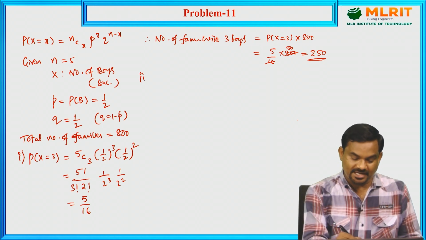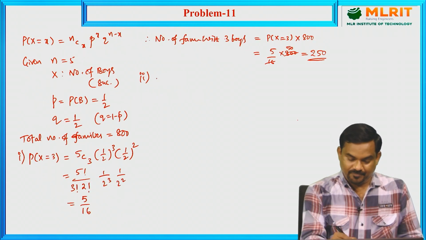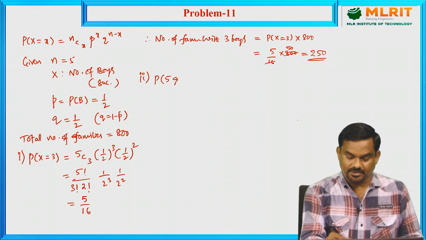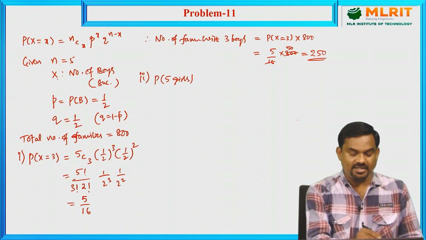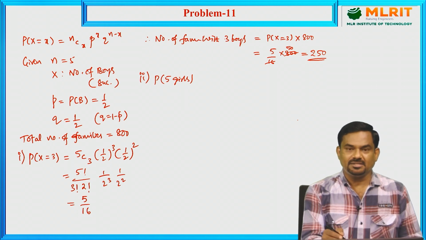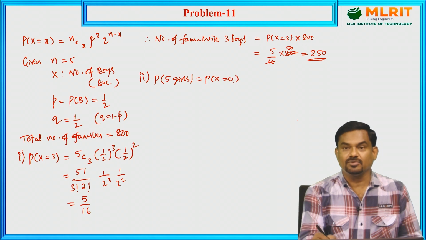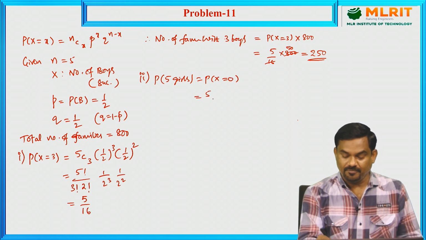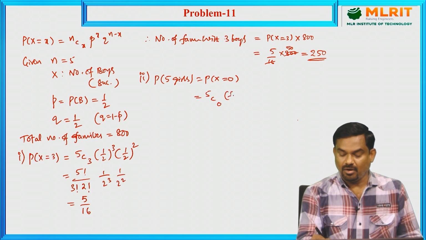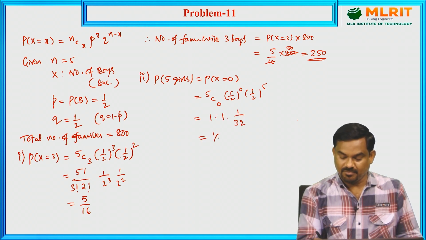Now coming to the second question, first we need to find the probability of a family having 5 girls. So probability of 5 girls. But here what is x? X denotes the number of boys. If all 5 children are girls, that means there is no boy. So the value of x here is x equal to 0. Out of 5 children, 5c0, 1 by 2 power 0, 1 by 2 power 5. So this is 1 into 1 into 1 by 32. So the answer is 1 by 32.